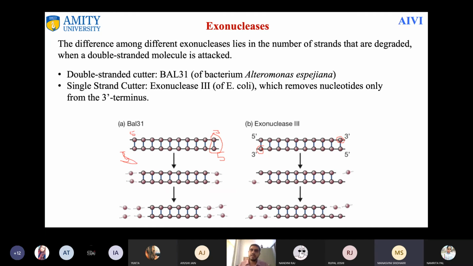Yes, sir. So I have one doubt. For exonuclease 3, it removes from only the 3' terminus, but at both ends, right? Yes, as shown. Wherever it finds the 3' OH, it will remove. It won't remove from the 5'. Okay, sir. Thank you.